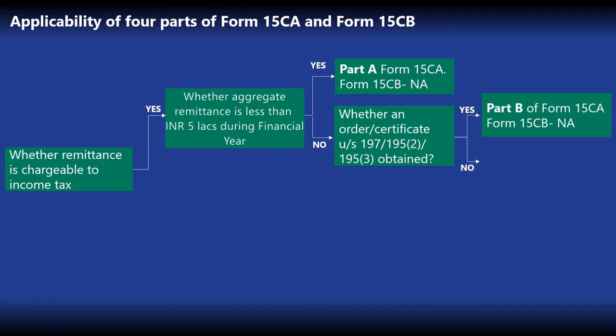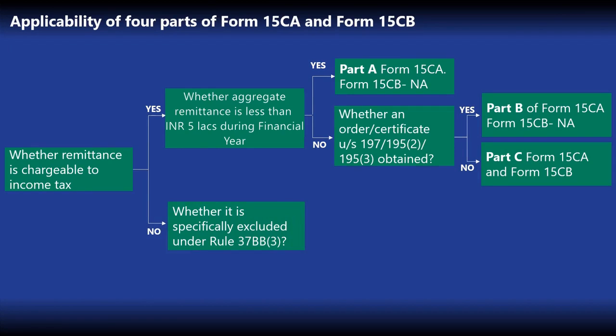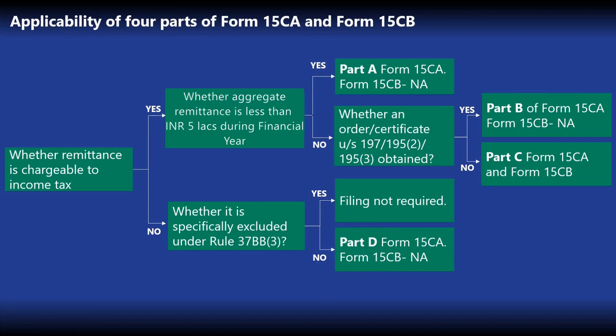However, if the amount of remittance is chargeable to income tax, it is more than Rs 5 lakhs and the order from the assessing officer has not been obtained, Part C of Form 15CA will be applicable and it is required to be filed along with a certificate from Chartered Accountant in Form 15CB. Where the amount of remittance is not chargeable to income tax, please check whether it is specifically excluded under Rule 37BB Clause 3. If yes, then filing of Form 15CA or Form 15CB will not be applicable. If the amount is not excluded under Rule 37BB3, in that case, Part D of Form 15CA will be applicable and Form 15CB will not be applicable where the remittance is not chargeable to income tax.